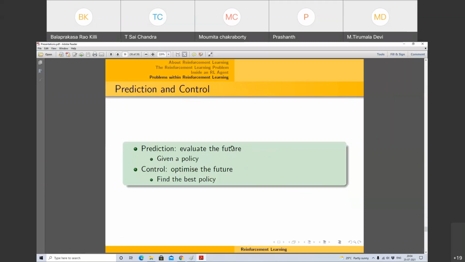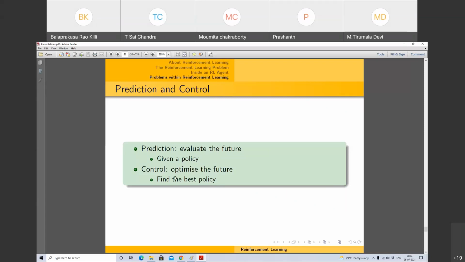And then I will close the session with these 2 things, prediction and control. I will introduce these 2 problems. What is prediction and what is control? What is prediction? If someone gives you a policy, then you should evaluate the policy. That is called prediction. That means if you follow that policy, it will tell you what action to be taken at every state. So if someone gives you a policy, what is the reward you will get by following this policy? That you have to evaluate. That is called the prediction problem.